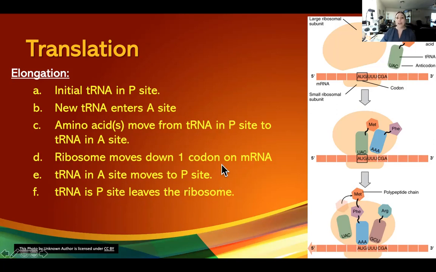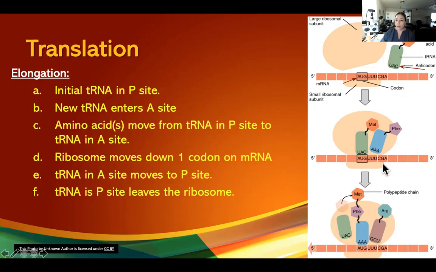So if we look at the picture here, we have AUG right here, that's our start codon. We have a transfer RNA with methionine that is going to attach to the start codon. That is in the P site.